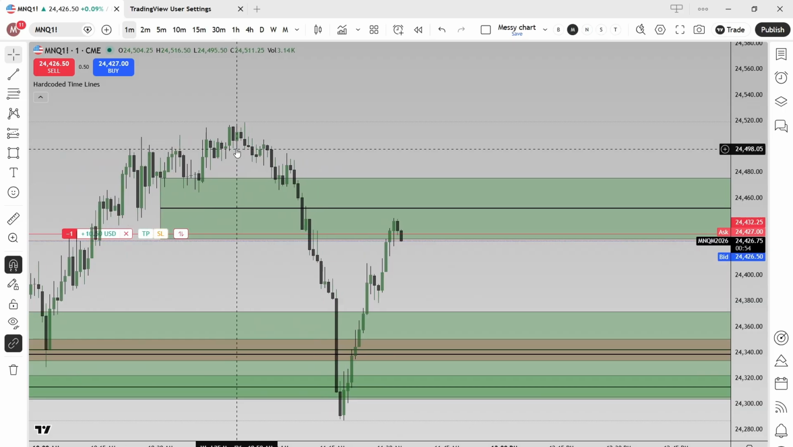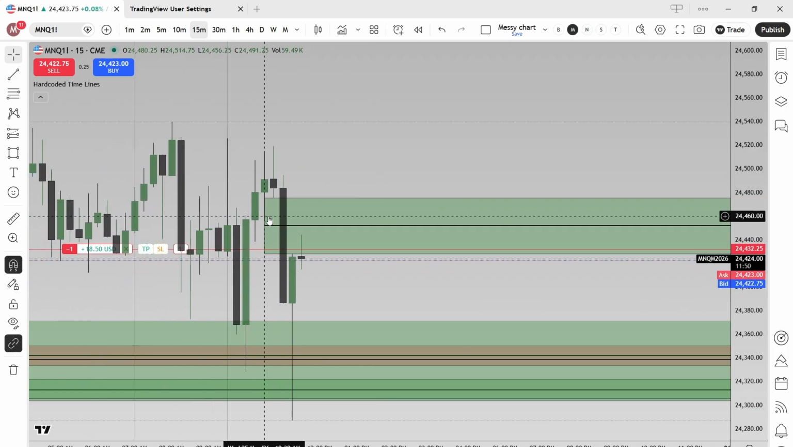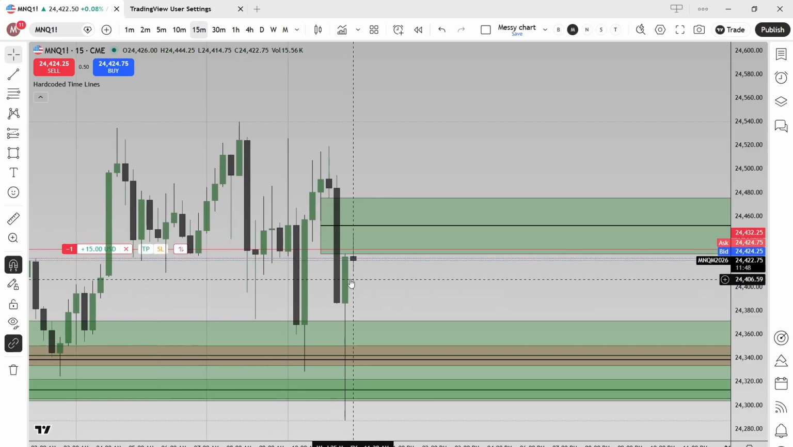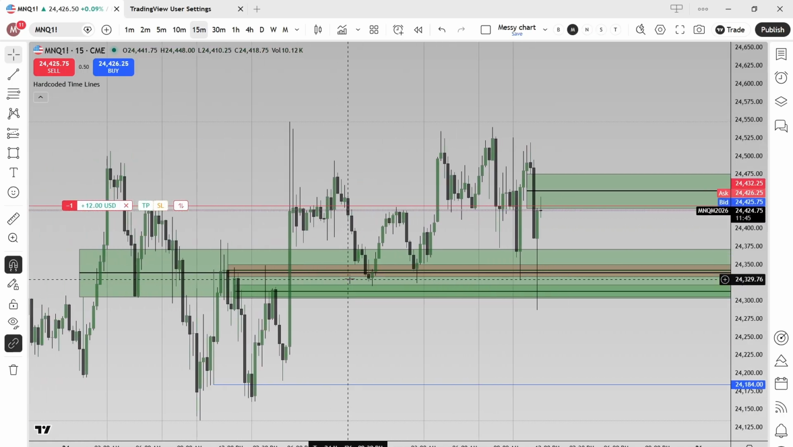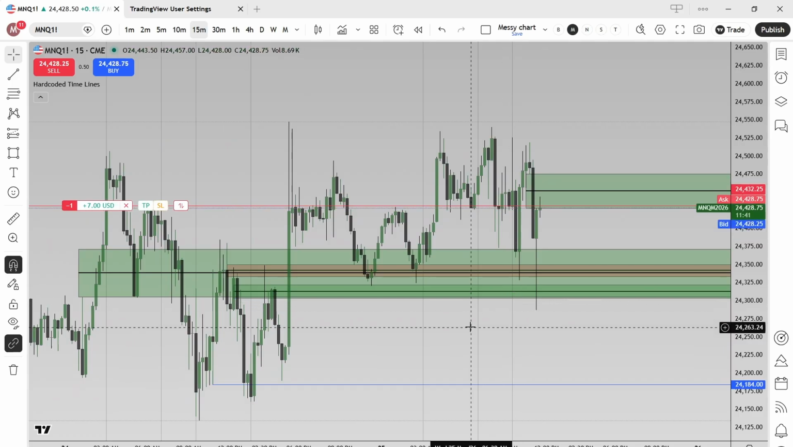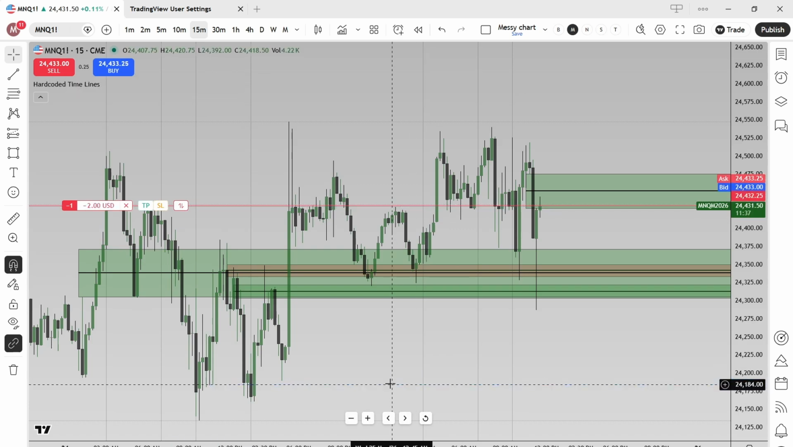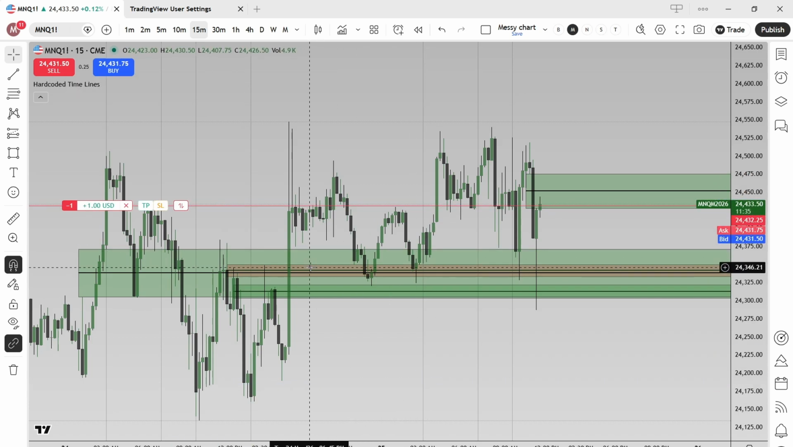I just got into this trade, 15-minute fair value gap. I'm expecting a continuation to the downside to take out this low and take out this low. Solve all this stuff on the chart from yesterday.